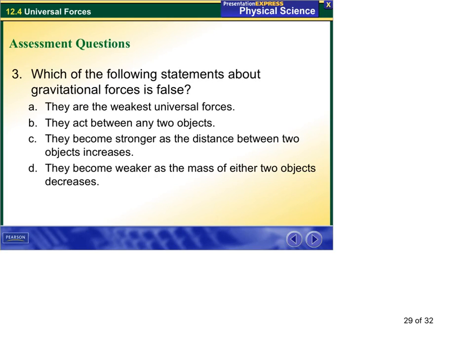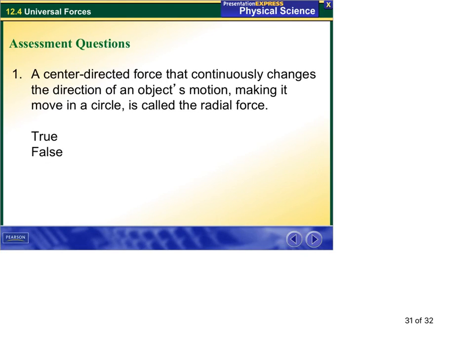Gravitational forces, which is false, and that would be C. They become stronger as the distance between the two objects increases. They are the weakest of the forces. They act between any two objects, and they become weaker as the mass of either of the two objects decreases. So smaller mass, less gravity.